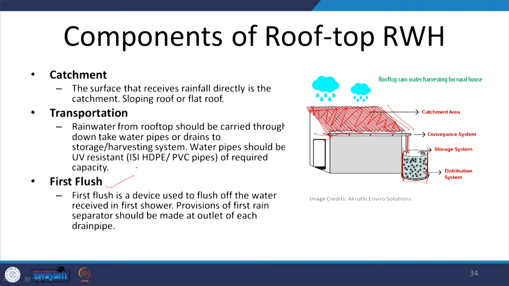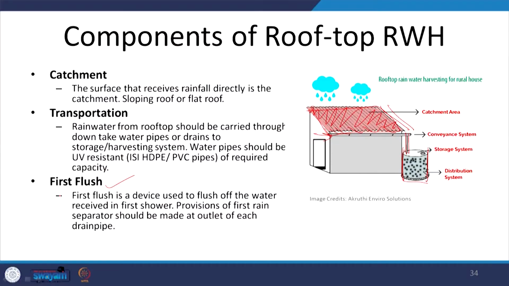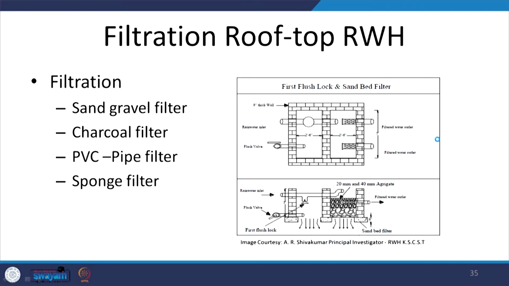Now, first flush, as I was just mentioning, is a device which is used to flush off the water which is received in the first shower. All of us receive rains in our areas and we know that before the first rains it is all dusty. So, the roof is completely covered with dust. There may also be some solid matter like leaves. So, this first rain needs to be flushed out. There is a very simple device which is attached to this pipe which collects the rainwater and flushes off the first rain which is received.